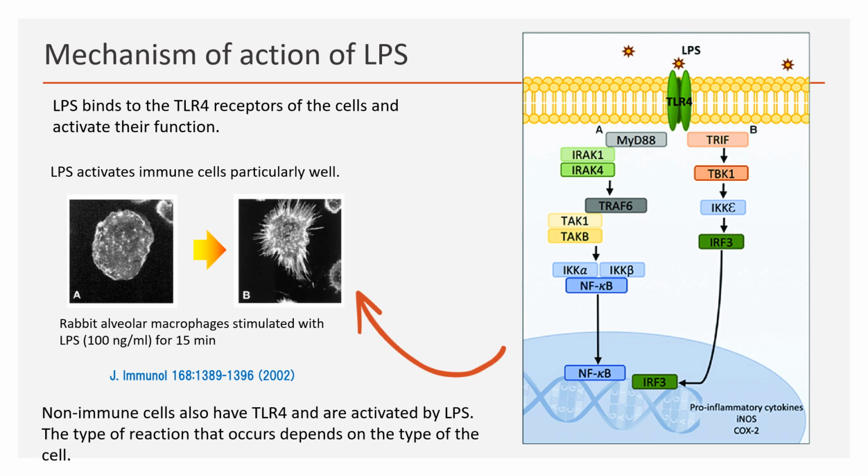TLR4 receptors are present on a variety of cells. In particular, immune cells express many TLR4 receptors, which means that these cells are strongly activated by LPS. The photo shows rabbit alveolar macrophages stimulated with LPS, in which morphological changes are observed. Now, let us clarify a bit about macrophages.